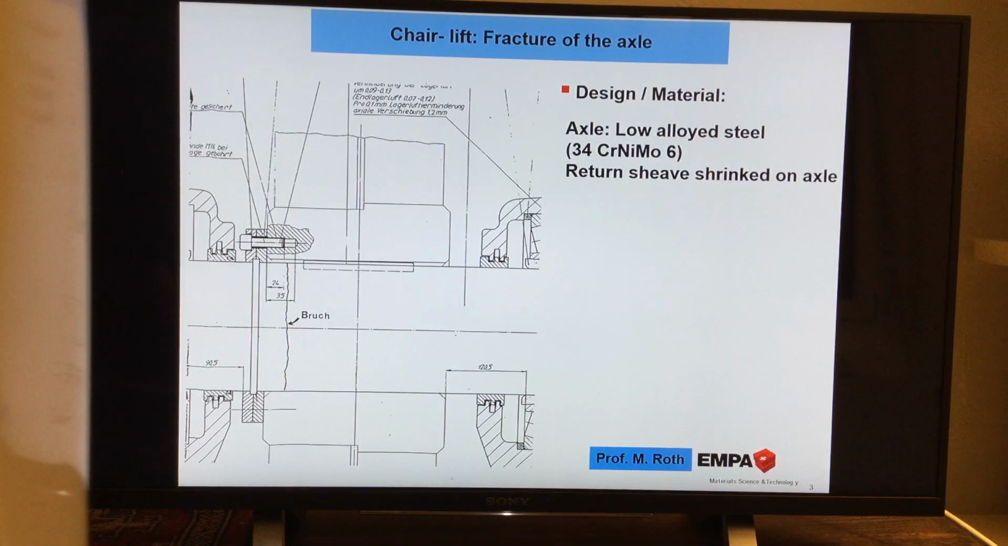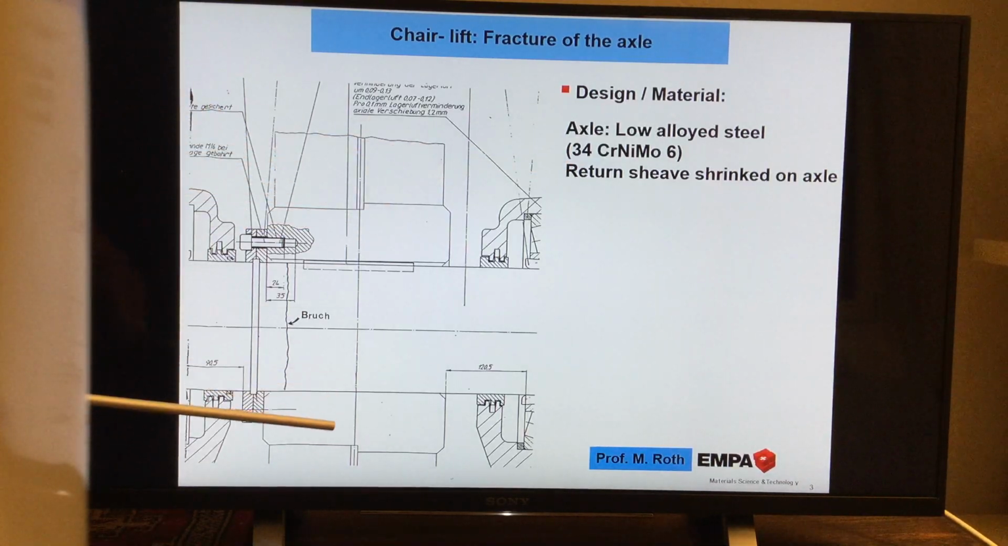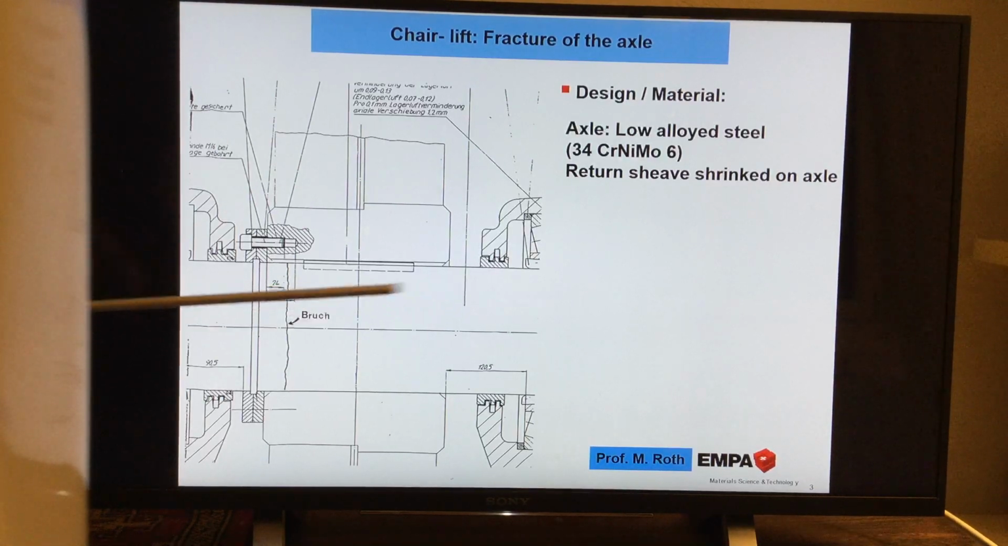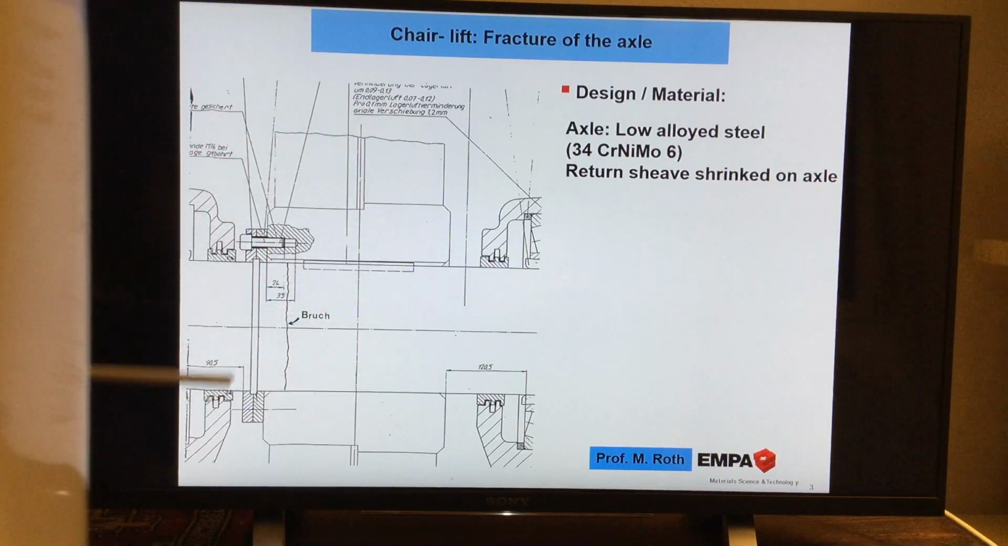And now the design, this return sheave here, this big wheel, how is it manufactured? It's applied on this axle by putting it before in a big furnace, heating it up, and then you put this wheel on the axle and let it cool down. So it's shrunk on that axle.